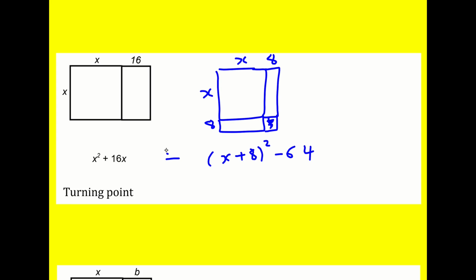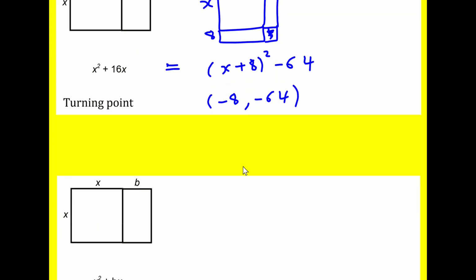These two things are equivalent. Of course, you could expand this out and see that you get back to it. You're going to get x squared plus 16x plus 64. So now you can see why you have to minus the 64. Turning point, minus 8, minus 64.